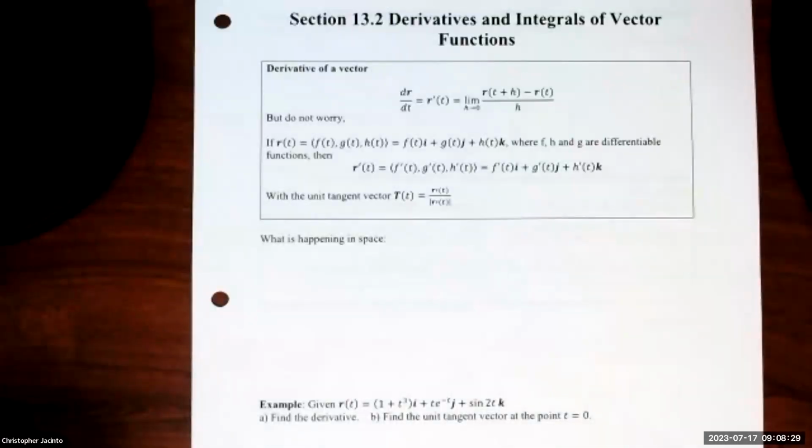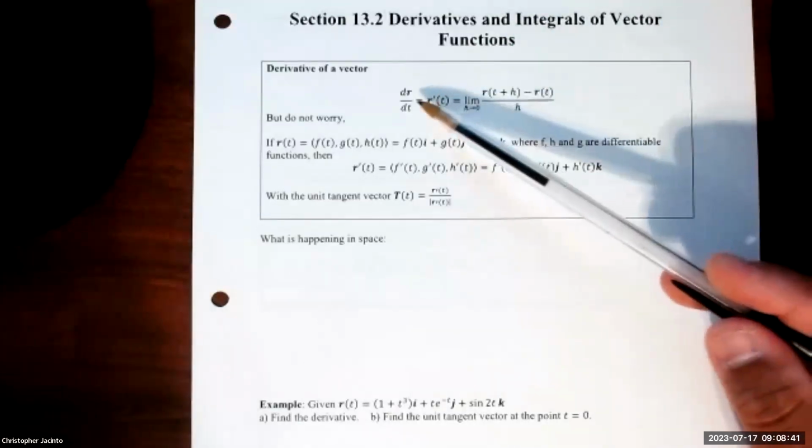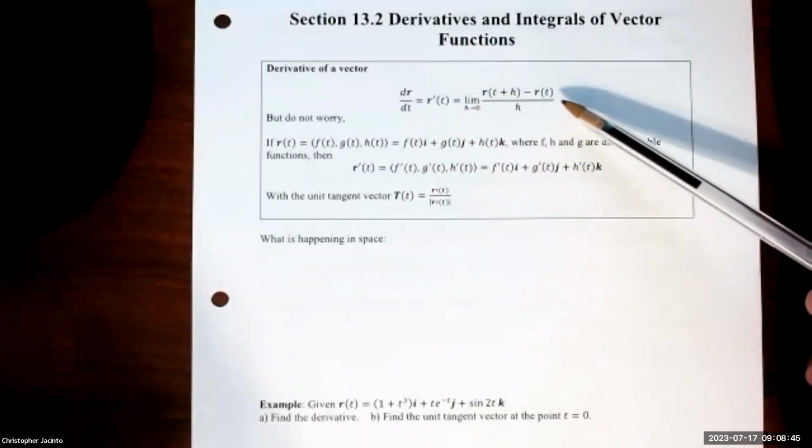But anyways, so derivatives, integrals, and vector functions. So first, we're going to define the derivative of a vector. The definition of a vector is just an arbitrary one, right? So let r be an arbitrary vector. Therefore, dr/dt, with respect to t, is our regular limit definition itself.